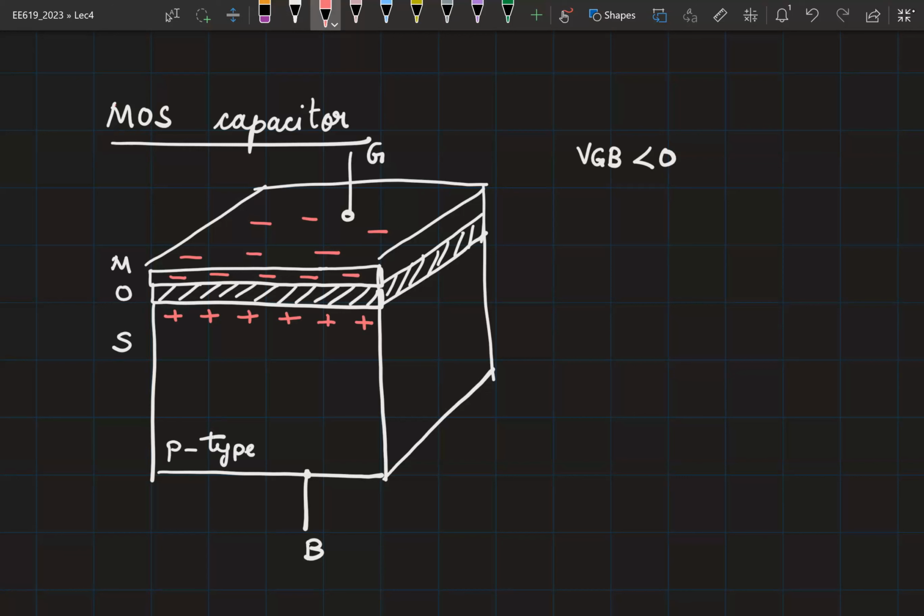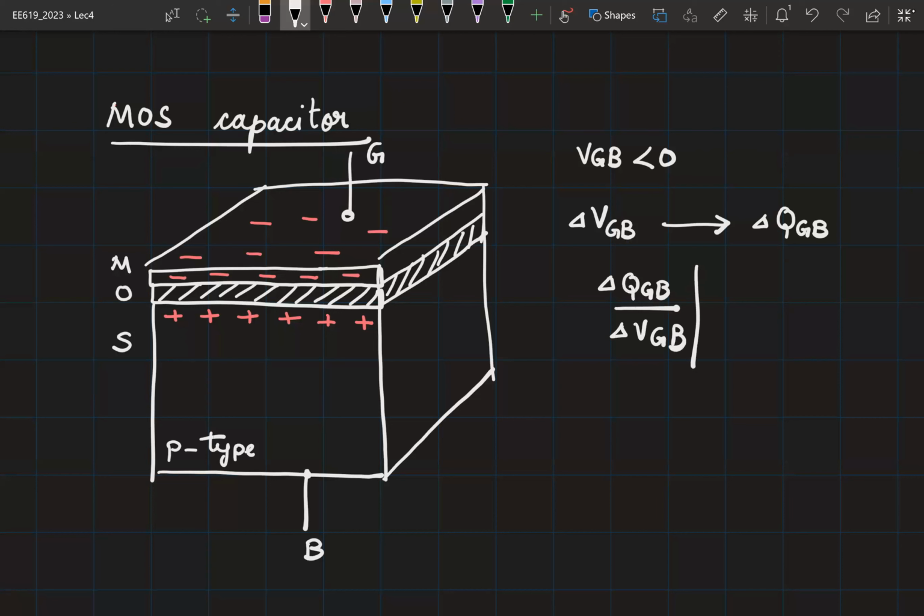Okay. So now let's say I have already given VGB to be some negative value. Let's say VGB is equal to minus 0.5. Now I make a small change, delta VGB. So it's already biased at minus 0.5. Now on top of it, I make a small change. Corresponding to this, you can expect to see a small change in the charge. So let me represent this using delta QGB. Now if I do delta QGB by delta VGB for a given bias, that is for a given DC value of VGB, you see that this is a constant, correct? And what is the unit of this?